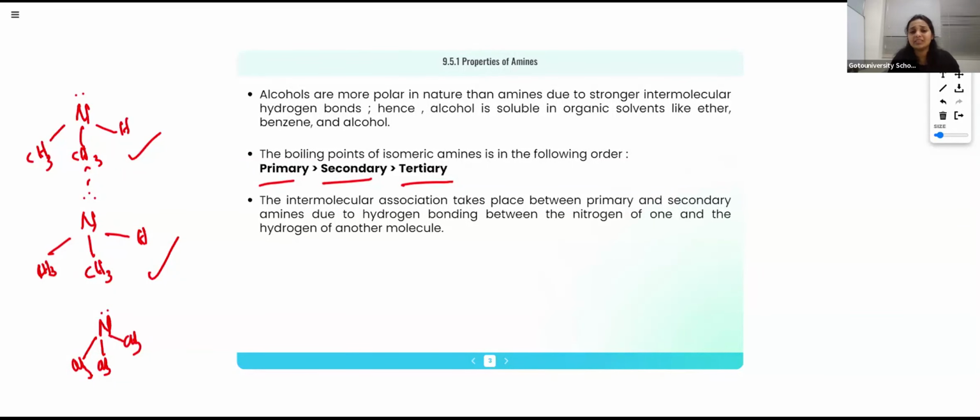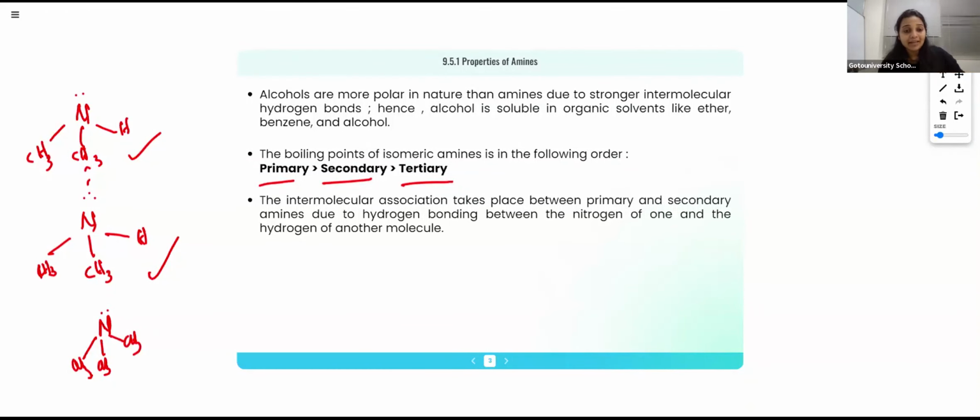In tertiary amines all the hydrogen atoms are replaced by alkyl groups, so they are not able to form hydrogen bonds between them. The interaction between the tertiary amines will be less, so it is easy to break the bond. So the boiling point will be less.